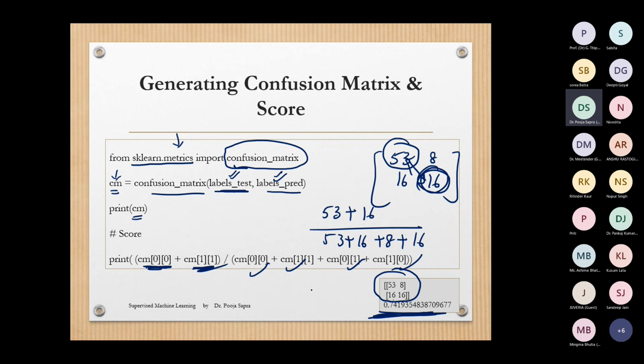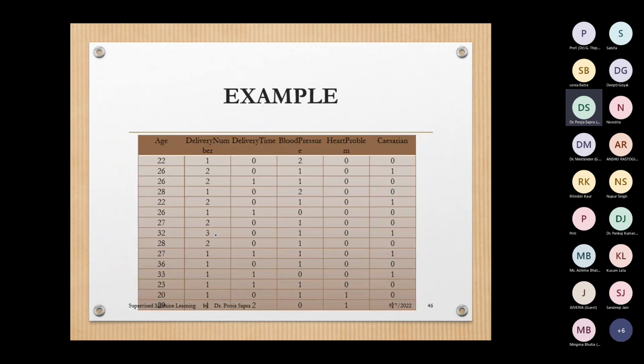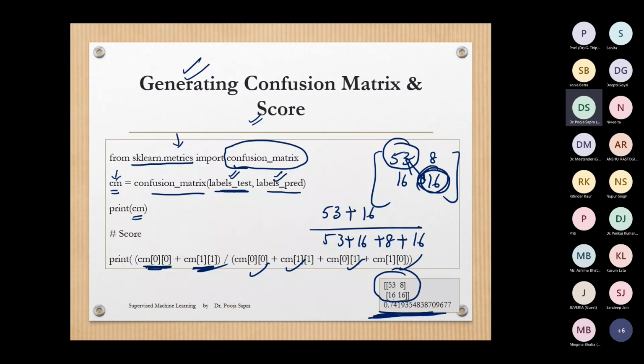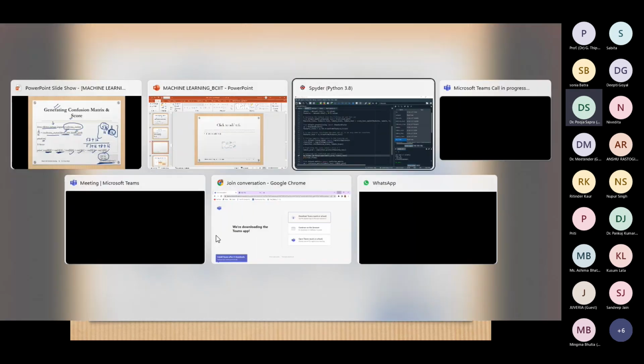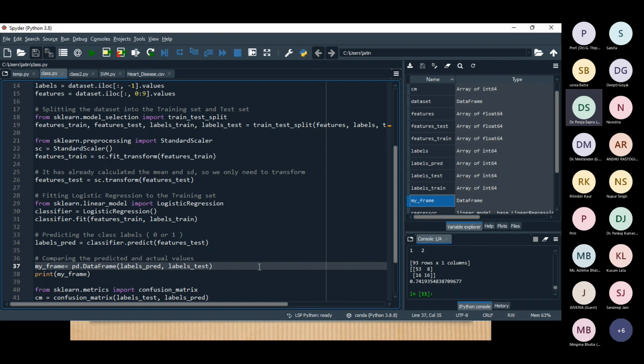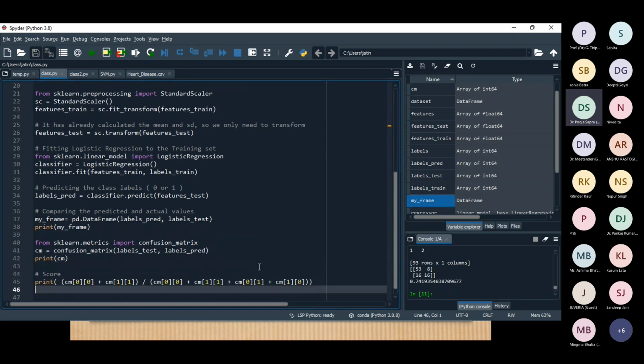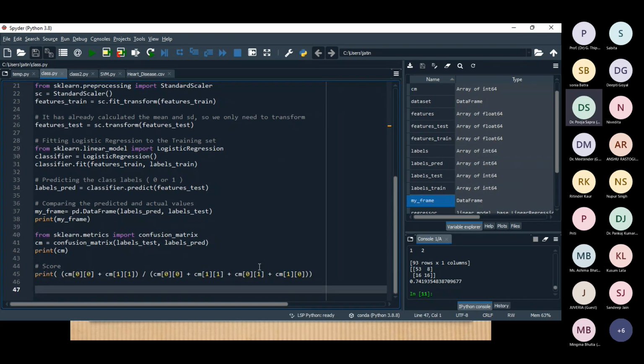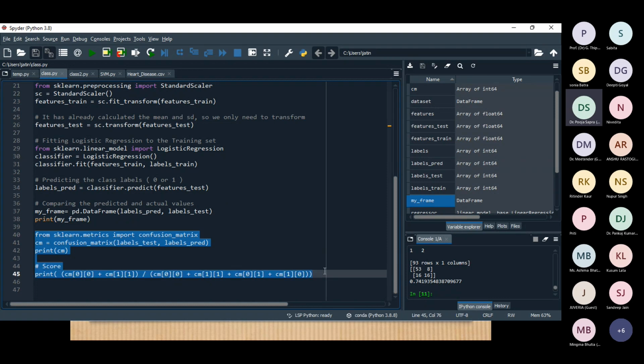Is this clear? Why we are generating this confusion matrix and how we can calculate the score of this model, right? So maybe you can continue with the same. The last part that we were left with for this classification problem, logistic regression, these 4-5 lines.